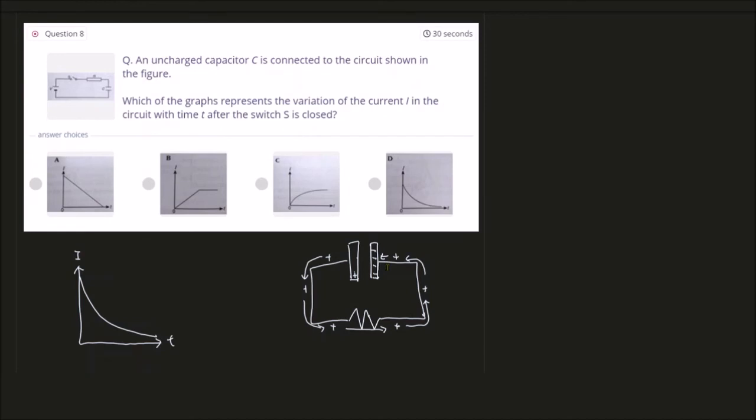So in both the charging and discharging cases, the current should be decreasing with time. So the answer for this question should be the last selection here, D. That's all for question 8.